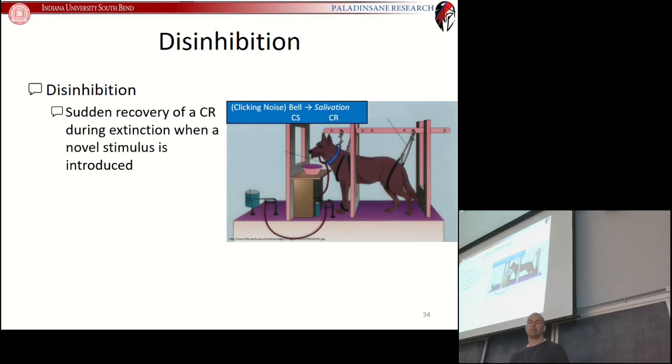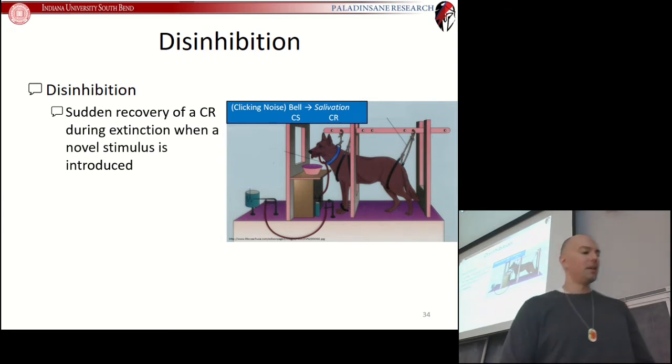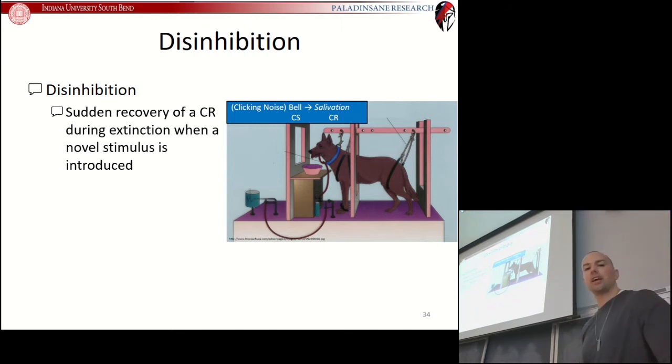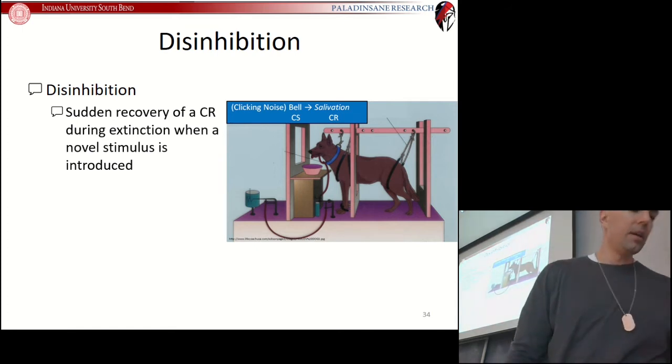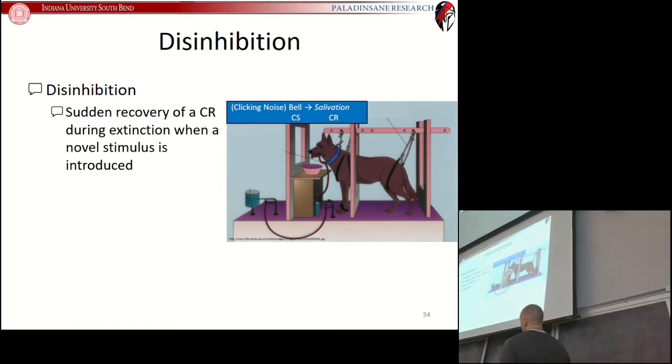So this disinhibition, again, is one of these complexities in classical conditioning. And again, a novel stimulus gets introduced, and that conditioned stimulus pops right back up, and it causes that conditioned response. All right, so those are two of the complexities for classical conditioning. Any questions about spontaneous recovery or disinhibition before we move on to the next concept?